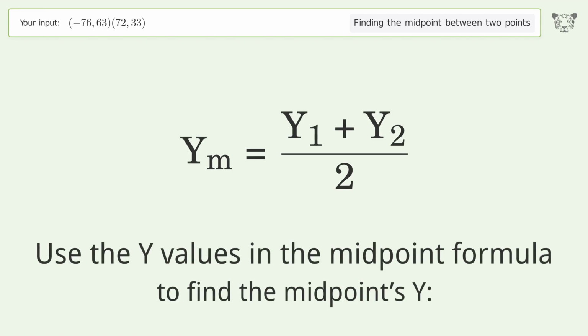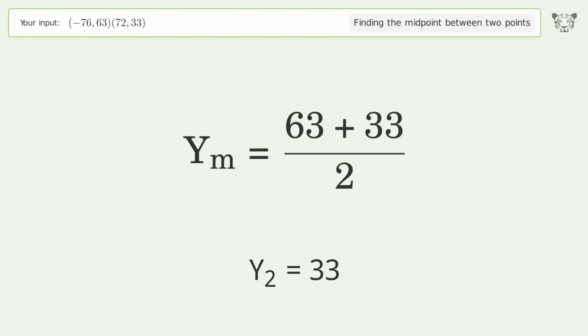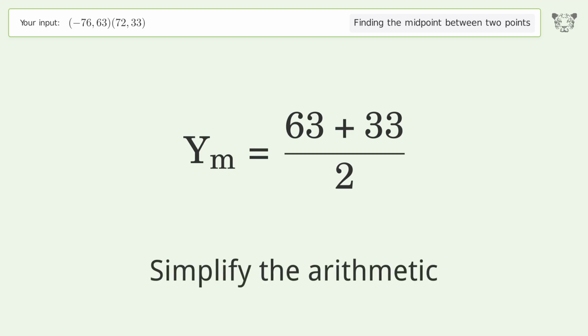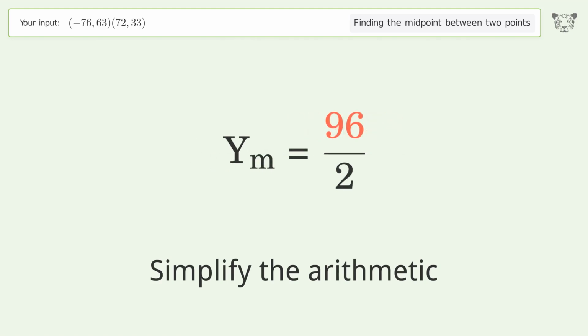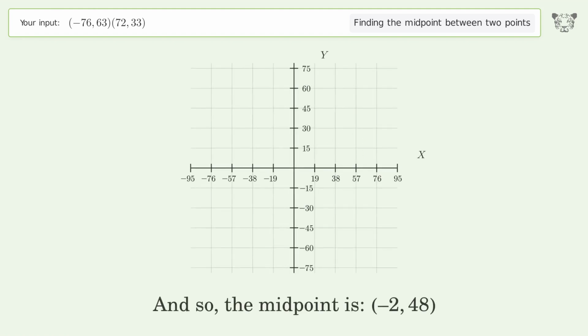Use the y values in the midpoint formula to find the midpoint's y. y1 equals 63. y2 equals 33. Simplify the arithmetic. And so, the midpoint is -2,48.